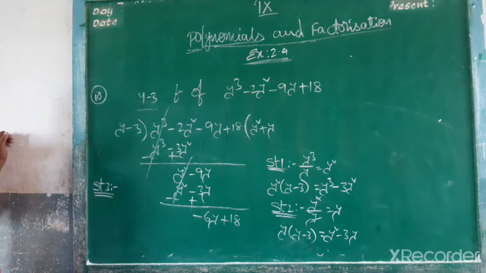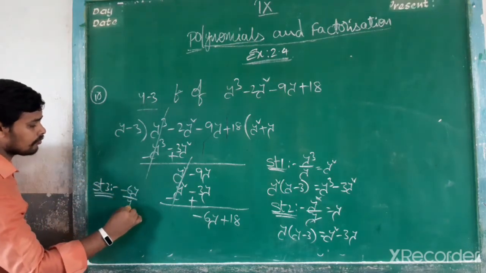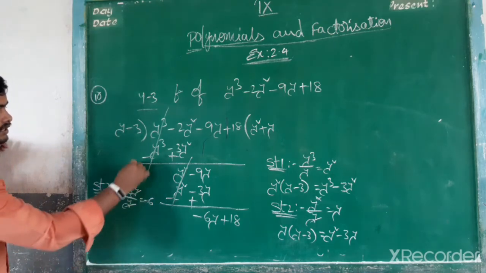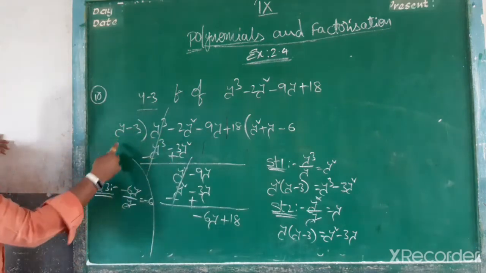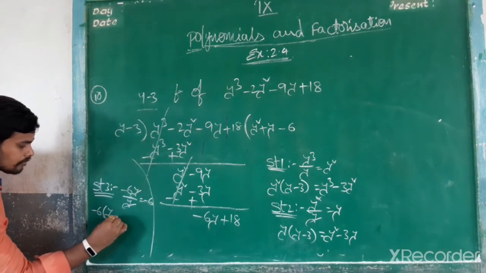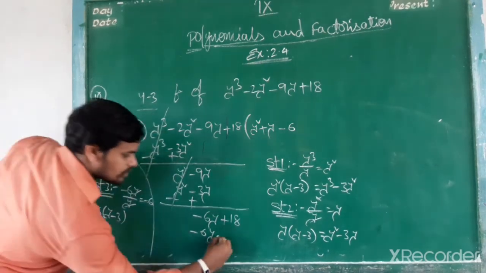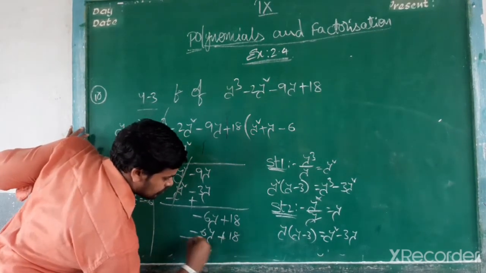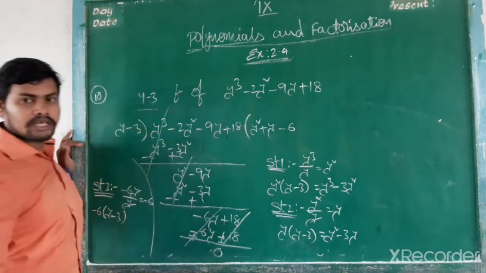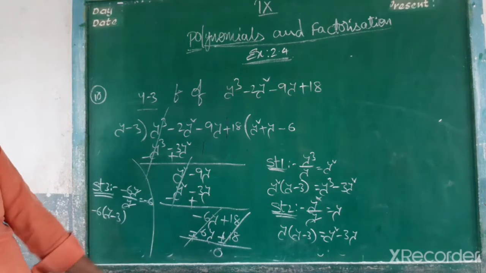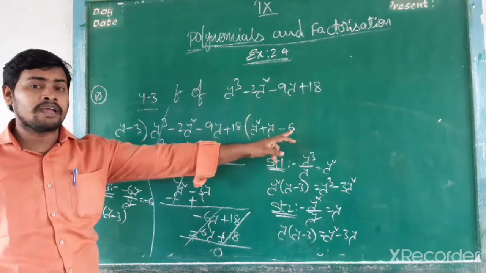Step 3. Okay, what is the first term here? Minus 6y by y, the result is minus 6. Multiply minus 6 with y minus 3. Minus 6 into y, minus 6y, minus minus plus 18. So minus plus, the result is 0. Obviously the result is 0 because y minus 3 is a factor. Here the quotient is y square plus y minus 6.